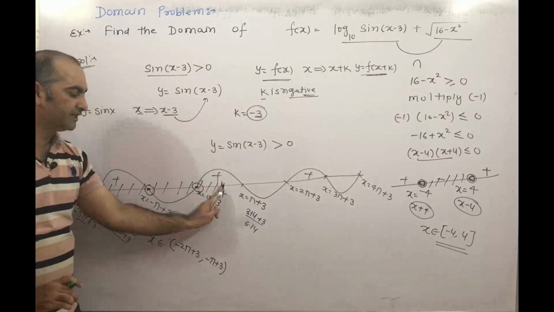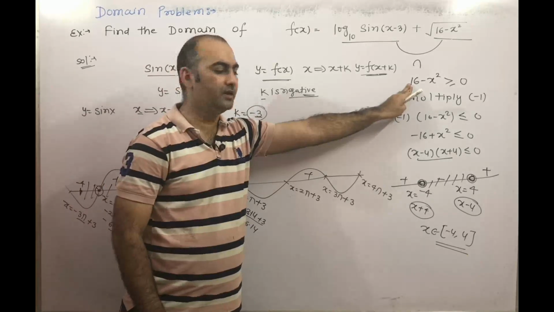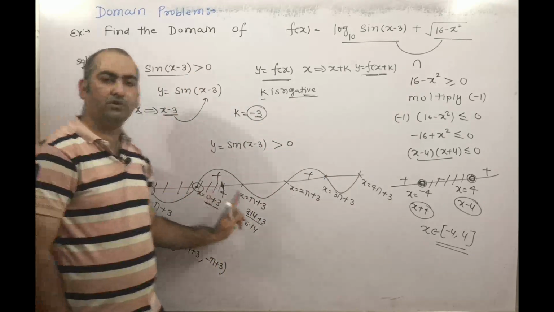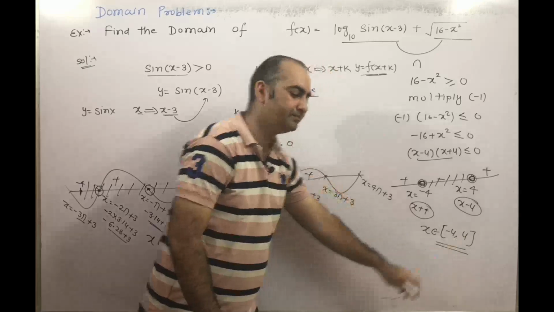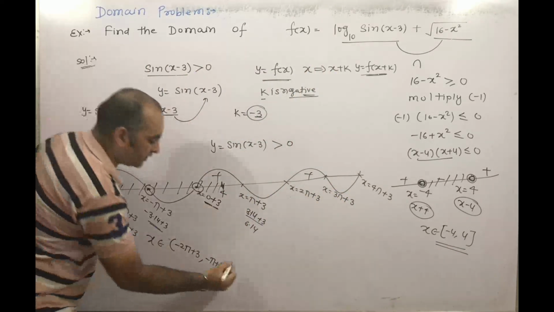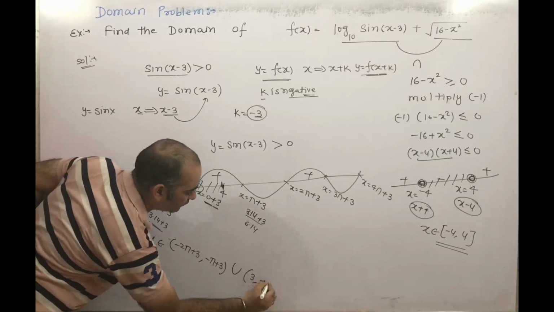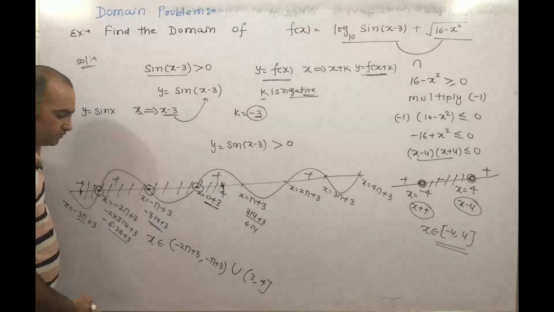Then from here to here, this is positive and this is also defined, because this portion will come below 4 only, so it will be in this interval. In this portion you can see this is defined and this is also defined. So what will come? Union, open bracket 3 to 4, closed. So this is your answer.